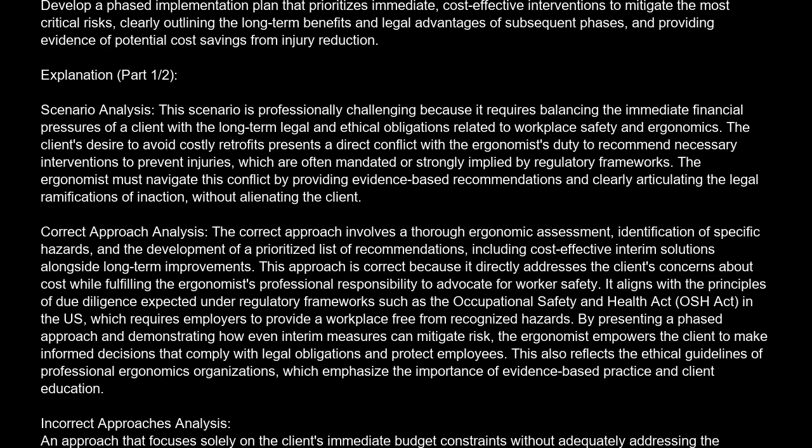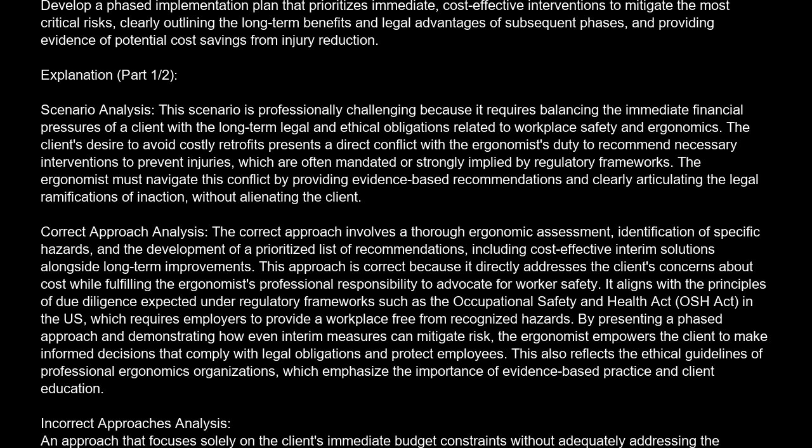The correct answer is D. Develop a phased implementation plan that prioritizes immediate, cost-effective interventions to mitigate the most critical risks, clearly outlining the long-term benefits and legal advantages of subsequent phases, and providing evidence of potential cost savings from injury reduction.